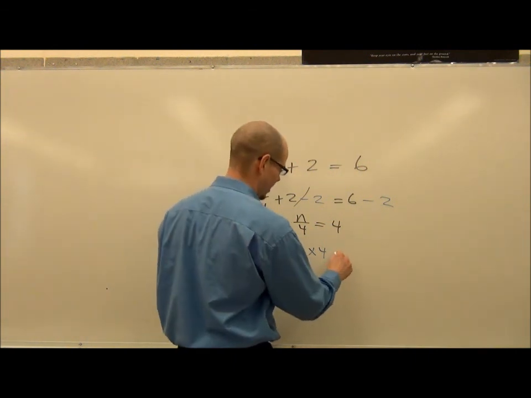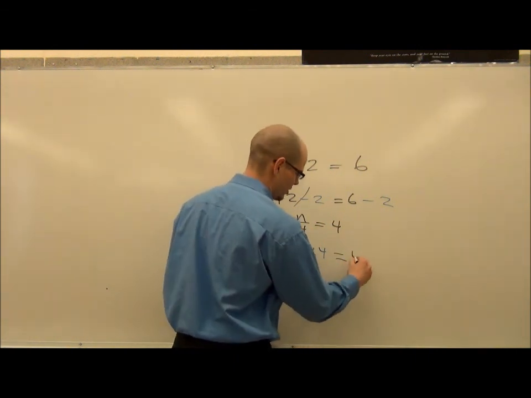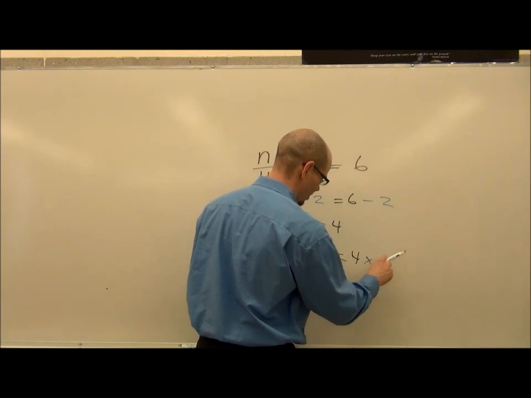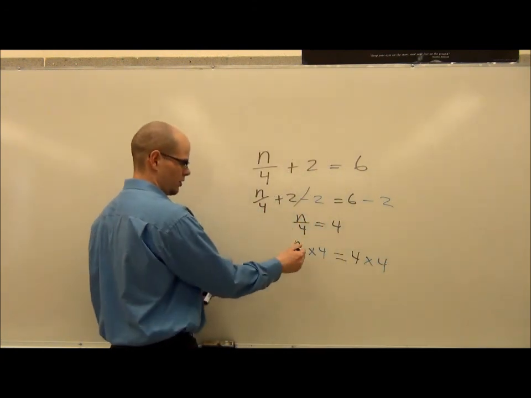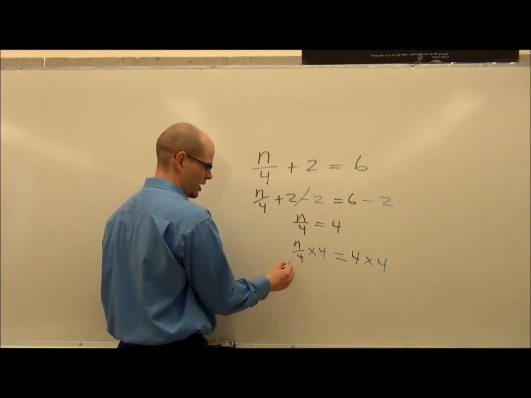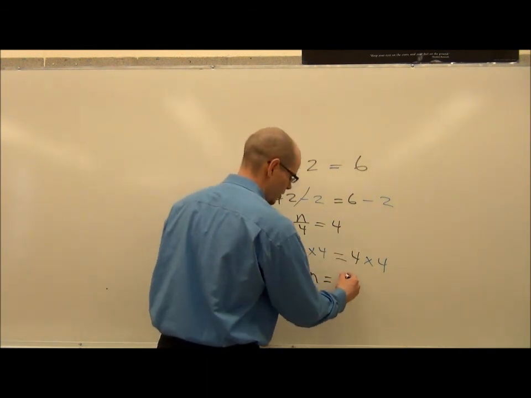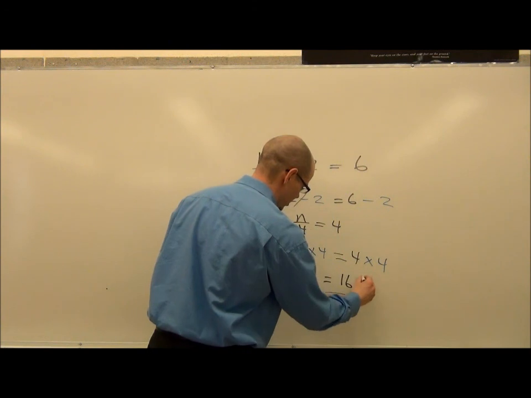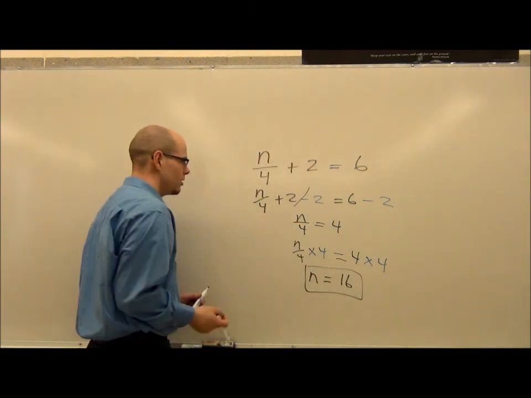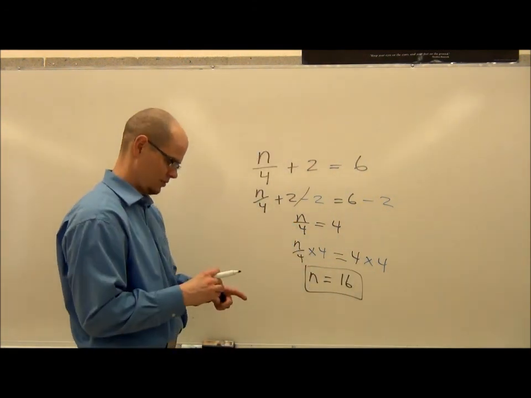Again, I did that to the left, I have to do that to the right. So on the right hand side, I'm going to have a times 4. Now, the divide by 4 and the multiply by 4 cancel out. I'm left with n on the left. On the right, 4 times 4 is 16. So the unknown number, n, the variable, is 16.